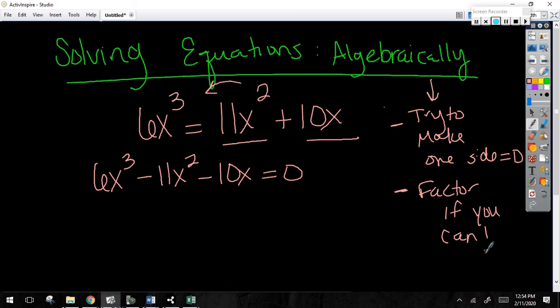X. This one's got 3 x's, 2 x's, and 1 x. So what I can do is I can just pull one of those x's out and write it on the outside. It leaves 2 x's on the 6, it leaves 1 x on the 11, and it just leaves a 10 here. It still equals 0. I'm just writing it another way.